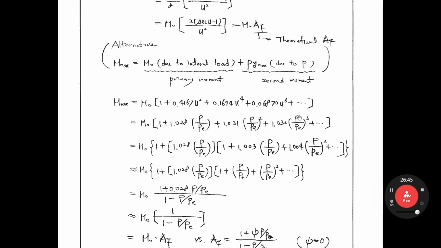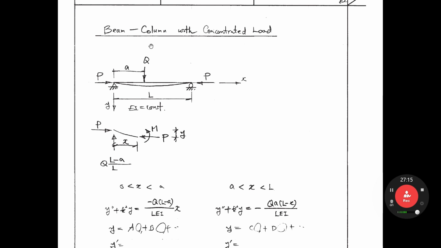If you compare these two in this table, let's look at this one. Up to here, very similar. So let's look at the beam column with concentrated load. Previously, we studied the distributed load, right? But now, this beam column has a concentrated load, Q, at the distance of A.